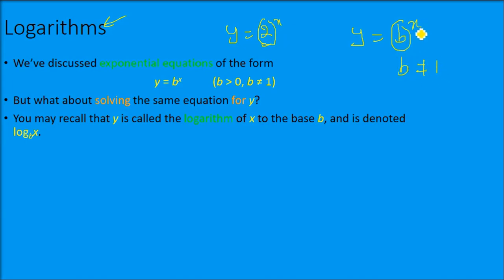b will not be equal to 1 because 1 to any power is going to be 1 only, and b is greater than 0. So this was the exponential function. In the logarithm function, whenever we take log, the base will be b only.